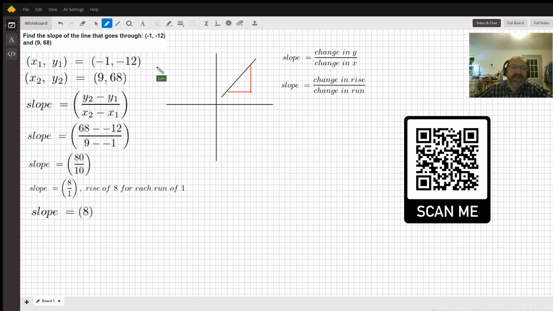The student asks, how do I find the slope of a line that goes through the point (-1, -12) and through a second point, (9, 68)? So the question here really is, what is slope?